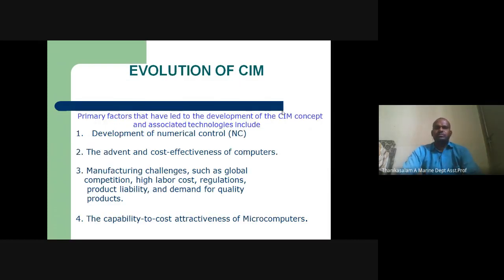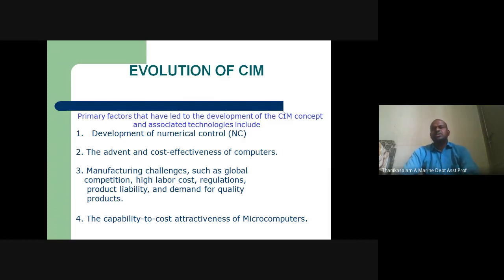Evolution of CIM. The primary factors that have led to the development of the CIM concept and associated technology include development of numerical control, NC, the advent and cost effectiveness of computers, manufacturing challenges such as global competition, high labor cost, regulation, product liability, and demand for quality products, and the cost attractiveness of microcomputers.